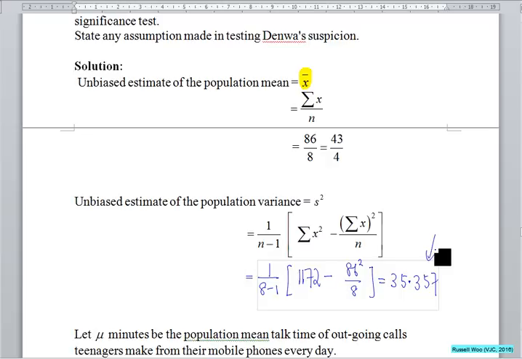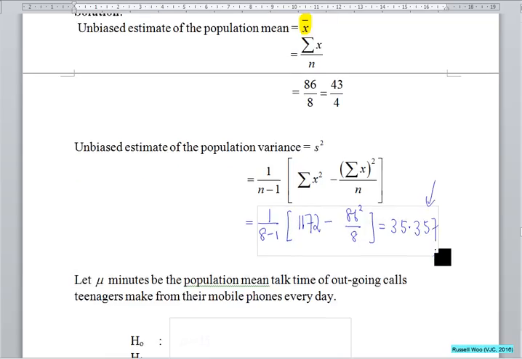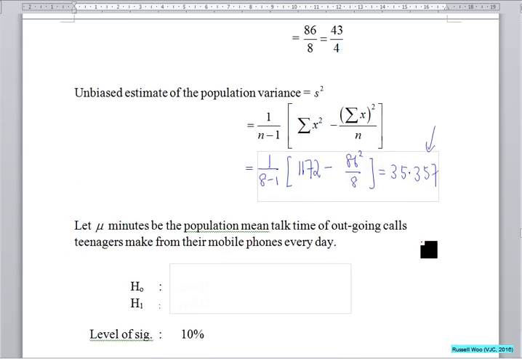Then we state: let mu be the population mean. What is our H0 and H1? H0: mu equals 15. Just now you said it's a two-tail test, so H1: mu not equal to 15.